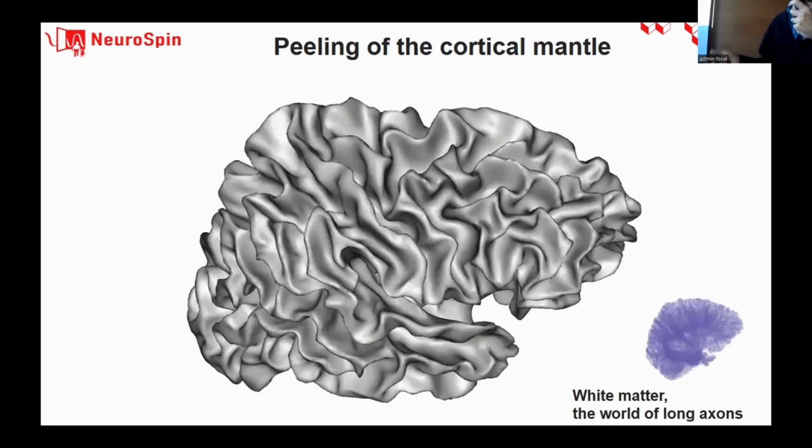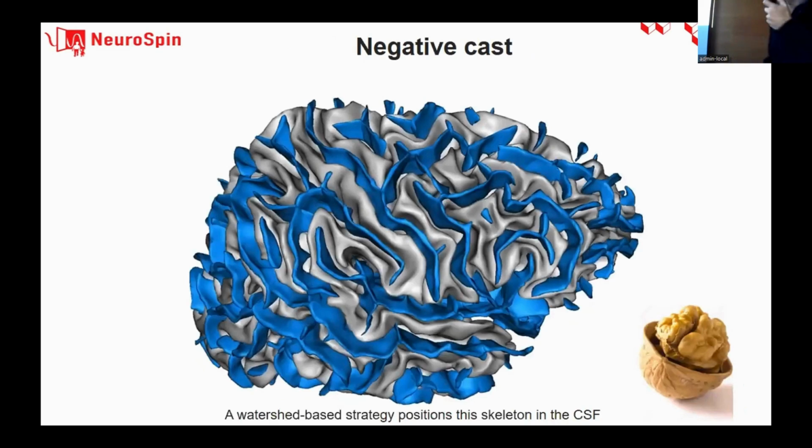So with the computer, you can peel off the gray matter and get the white matter, and discover that there are more folding features buried in the folds that are important to take into account when you study the shape of a cortical surface. The computer can compute a kind of negative cast of the white matter, which is this blue object. It's surfaces following the center of the fold, a bit like the surfaces you find in a walnut if you eat a walnut.